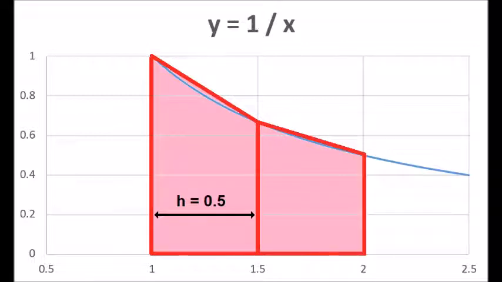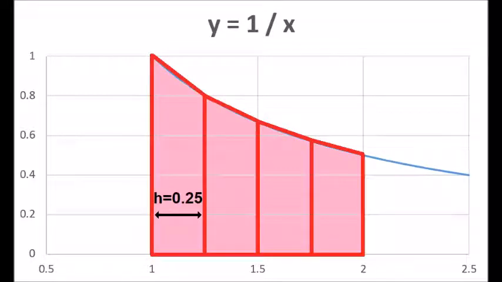Now let's use 2 trapezoidal panels. The mesh size h equals 0.5 in this case. Notice that the area in pink is a little bit closer to the true area. With 4 trapezoidal panels, the mesh size h equals 0.25.